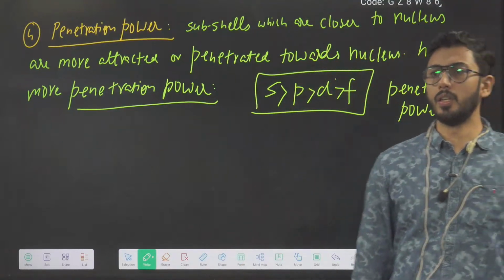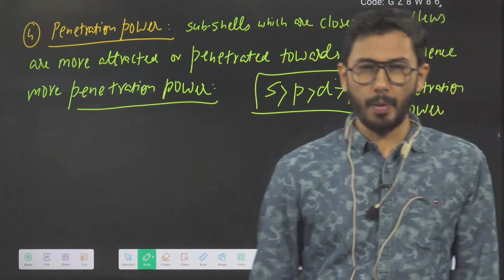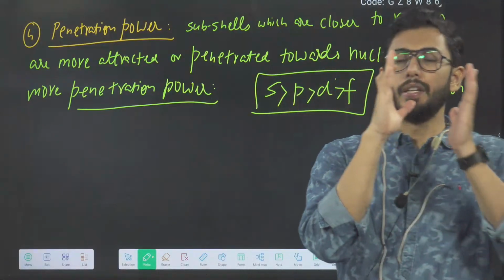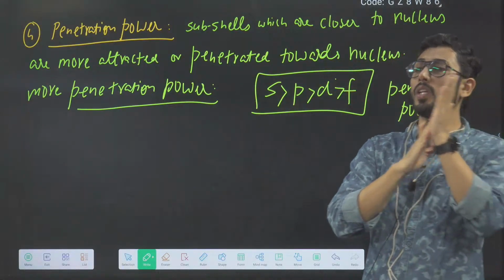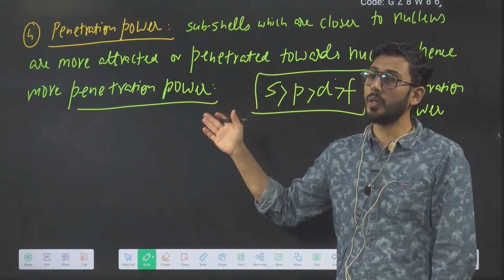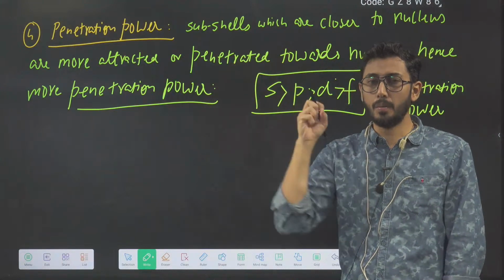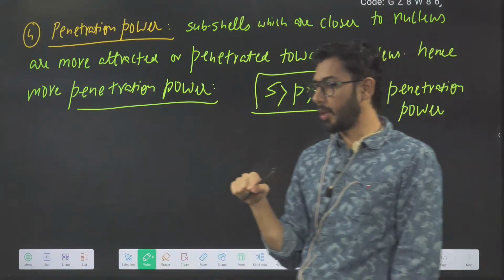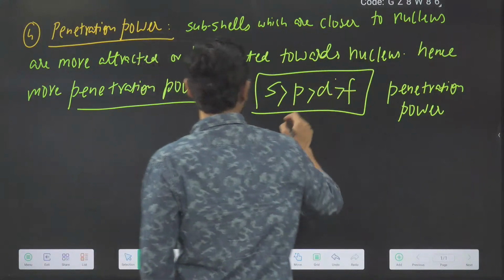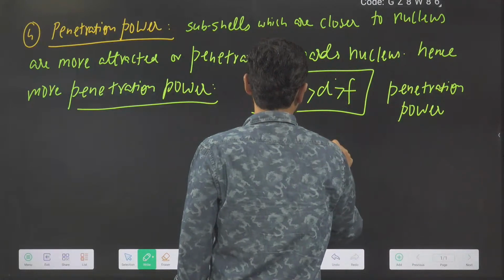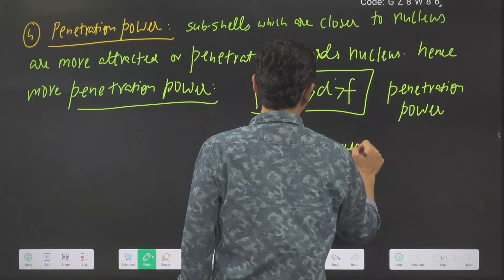Getting the meaning? Penetration power means the orbitals which are closer, their electrons will be more tightly bound to the nucleus. Hence we will use which term? Penetration power. More attracted means more difficult to remove. So for a particular shell, s, p, d, f, it is the order.